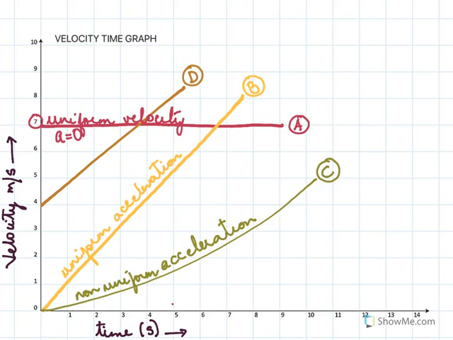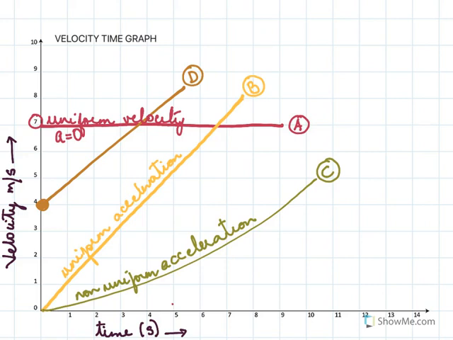And look at the last one, D. If you see D, here also the velocity is increasing uniformly. But there is one thing, the body hasn't started from 0. Have you seen from where the body has started its motion? It has started its motion from 4 meters per second. So this is an object that has not started from rest.